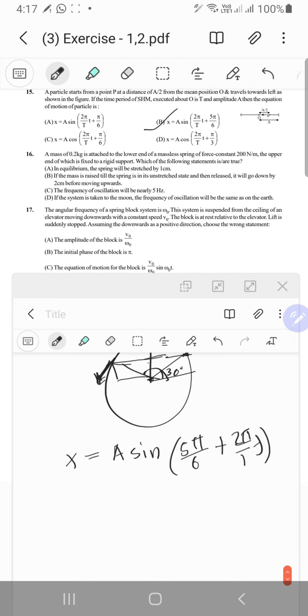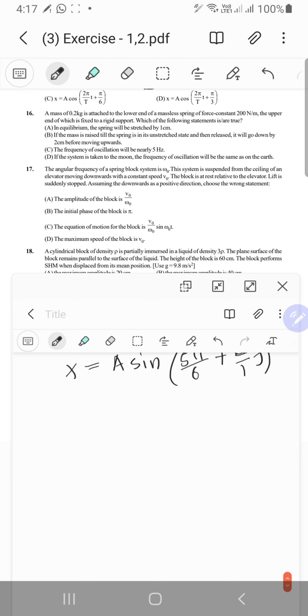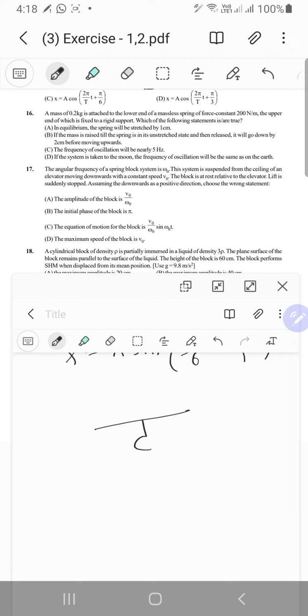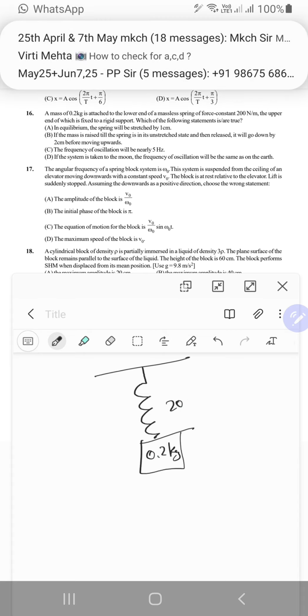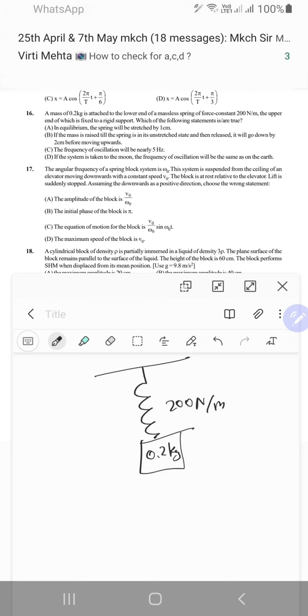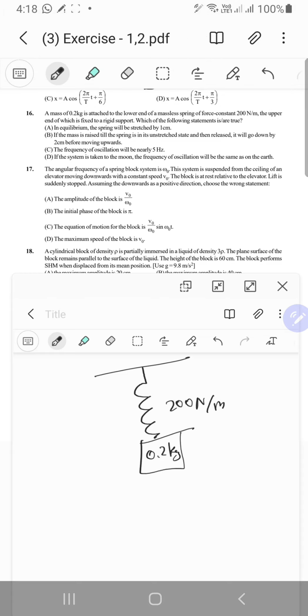Next question. A mass of 0.2 kg is attached to the lower end of a massless spring of force constant 200 Newton per meter, the upper end of which is fixed to a rigid support. Which of the following statements are true? In equilibrium, the spring will be stretched by 1 centimeter. So this is a mass of 0.2 kg. Spring constant is 200 Newton per meter.